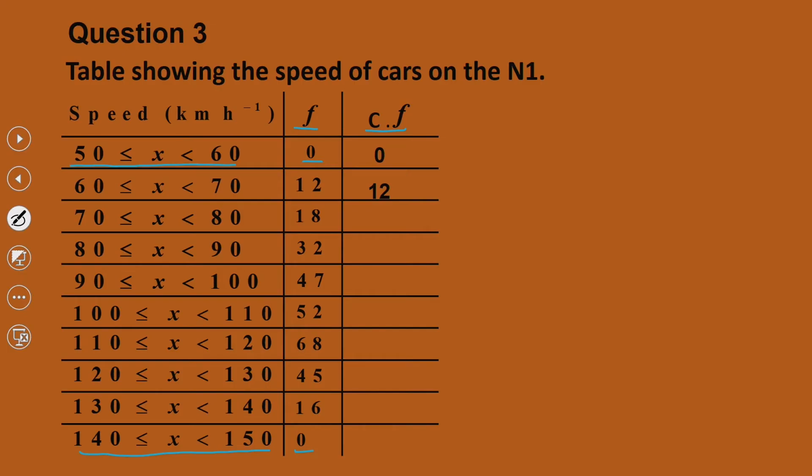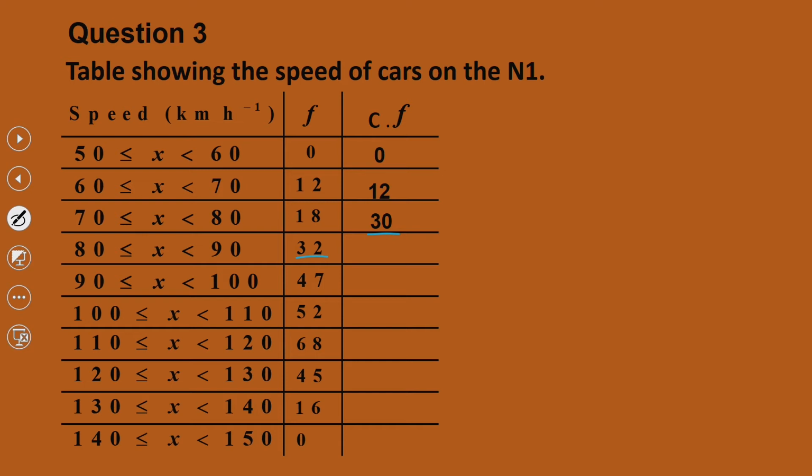When we start with the first part, we know the first frequency is 0, so cumulative frequency will be 0. So 0 plus the next one, 12, so we must add, will give you 12. To calculate the next cumulative frequency, it will be 12 plus 18. How much does it give you? Yes, it gives you 30.